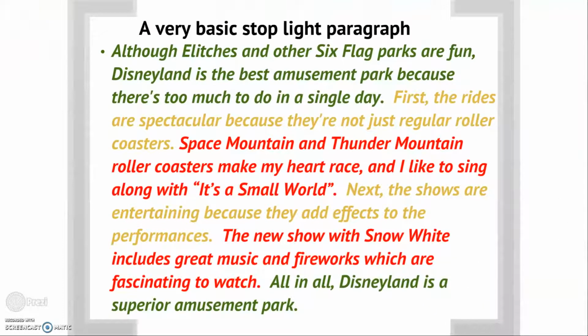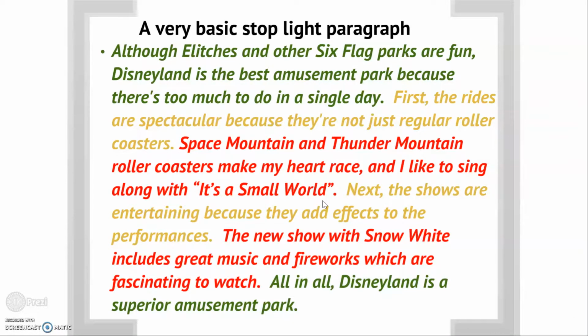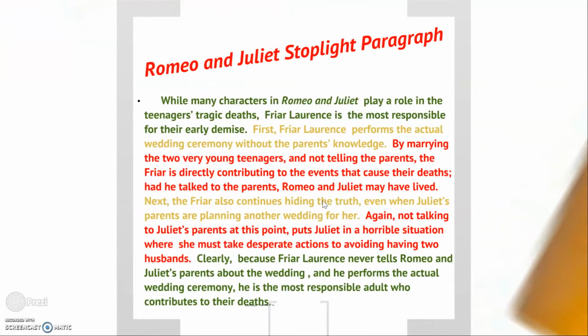So if we just look at it in terms of division, right? We have our claim: Disneyland is the best amusement park. What's our example? Well, first, the rides are great. How do we know? How so? Well, these specific rides are very heart-racing, and this one is fun to sing along to. We're not going to stop there. We're also going to say, hey, there are all these other shows, right? They're entertaining too. This new show has fireworks and it's fascinating to watch. We don't just stop there. We have some sort of synthesis to connect it all back together, right? All in all, it's a superior park. So you want to work with this model to strengthen your approach to analyzing literature.